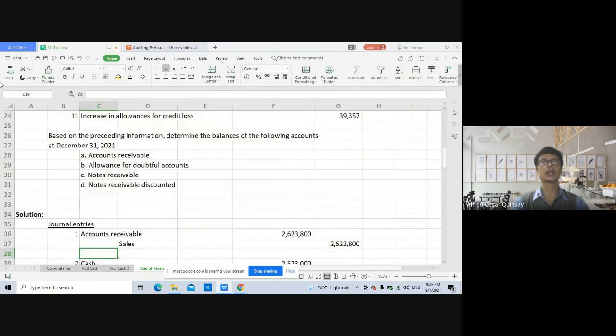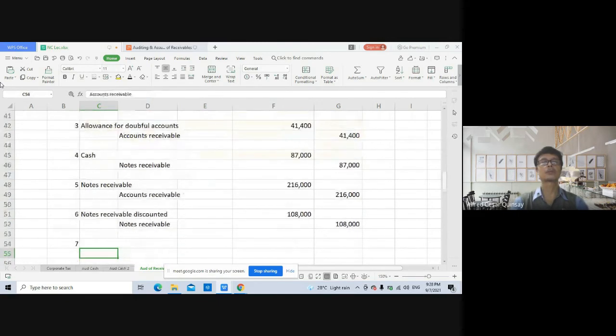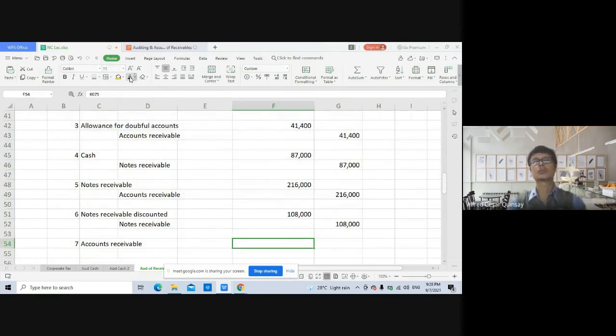So this is the entry for number 7. Ibabalik ulit natin 'yon, kumbaga nawalan ng saysay yung notes receivable. So nilagay natin ulit sa accounts, yung ordinary accounts receivable, and we credit cash, no? Kasi hindi naman nakabayad, no? So that's the reason why.